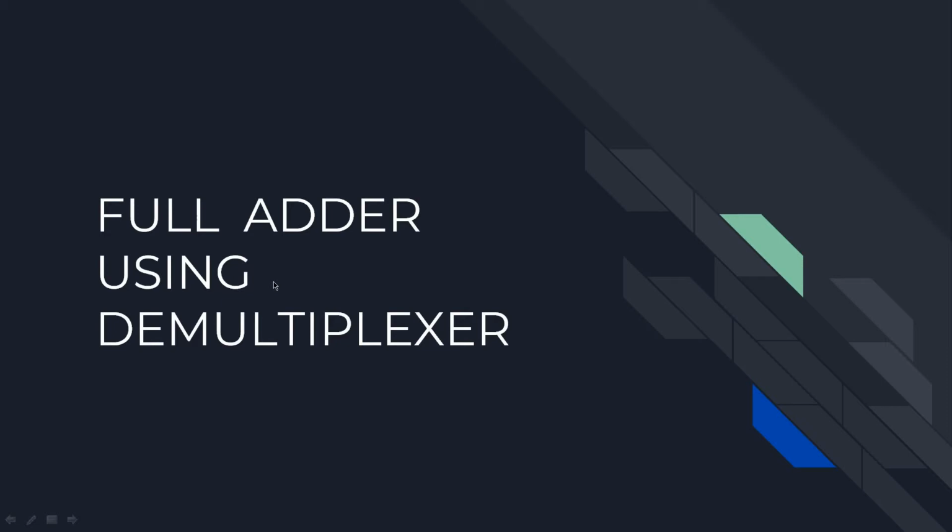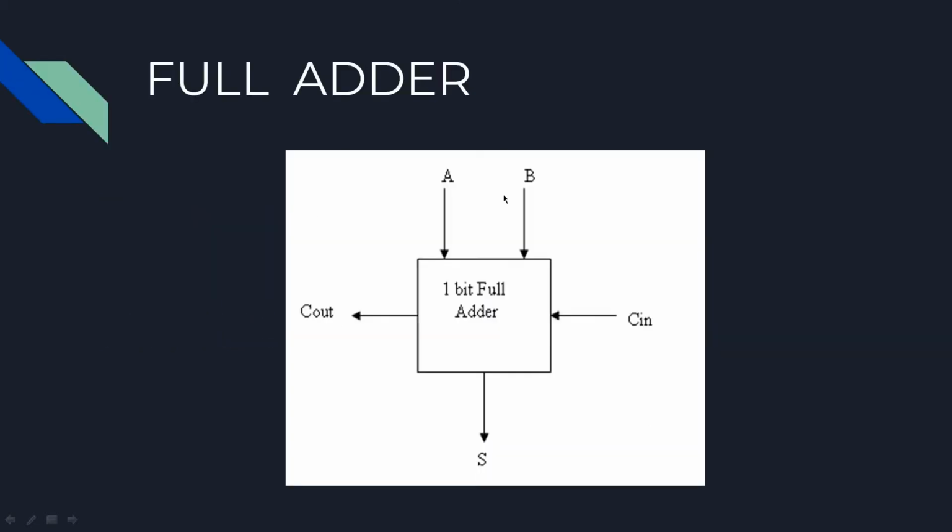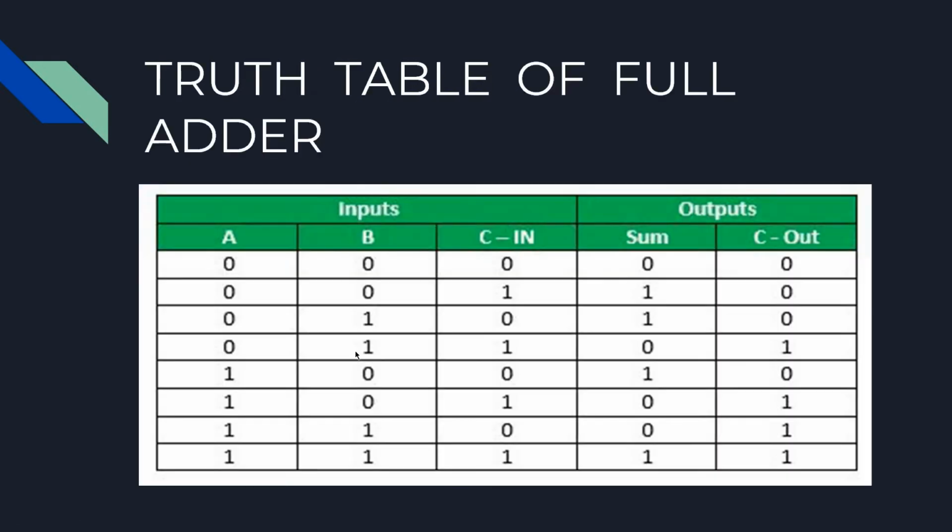Hello guys, in this video we'll be learning about designing a full adder using a demultiplexer. First, let us look into the symbol of the full adder. This is the symbol of the full adder, where you have three inputs A, B and Cin, and two outputs, Sum and Cout. And this is the truth table of the full adder.